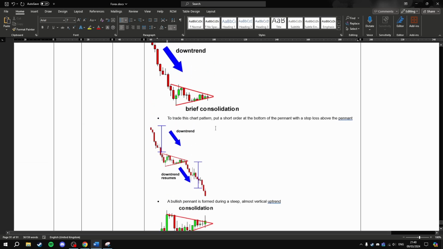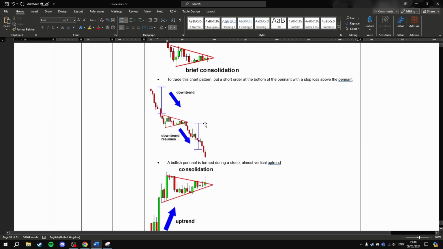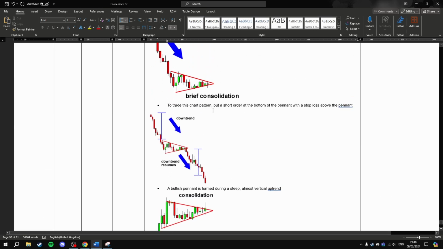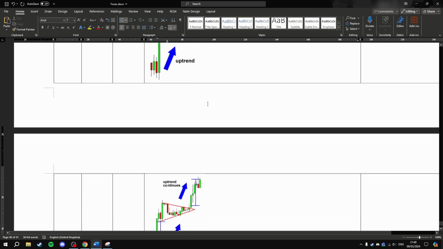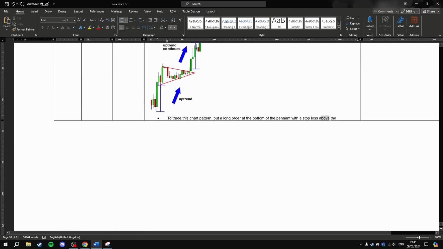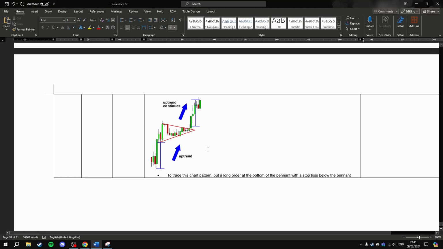and with a stop loss below the pennant. So if it's an uptrend, yeah, below the pennant. Below the pennant. Put a long.